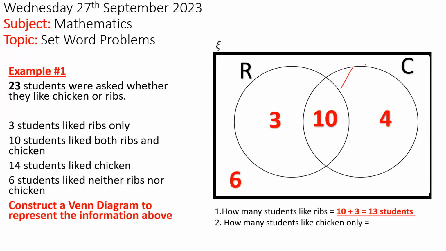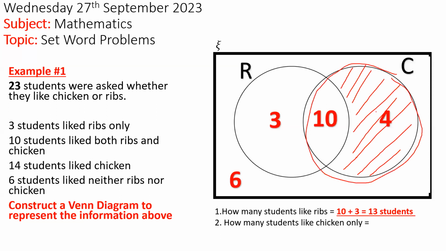Because 4 is divided from the 10, but it's in the middle, so I would consider that as the whole thing. No, but you say chicken only. So only is this part. That's chicken only, but all together is chicken. But chicken only is 4. All right, so just make a note of that. So the answer here is definitely 4.